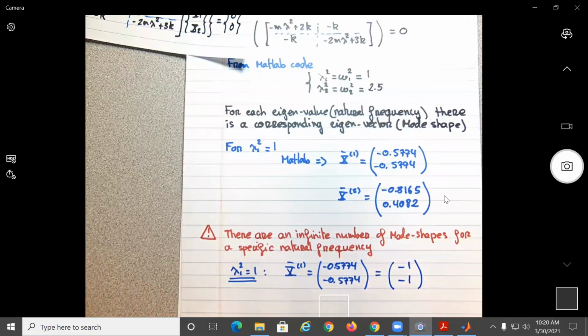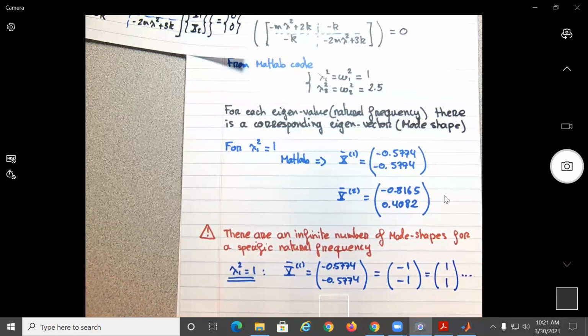Yeah? Or what could I do? I could divide this one by minus 0.5774, no? And this will give us what? 1, 1. Or what could I do? I could divide this by whatever you want, 2.533, no? And it will give us another specific eigenvector.